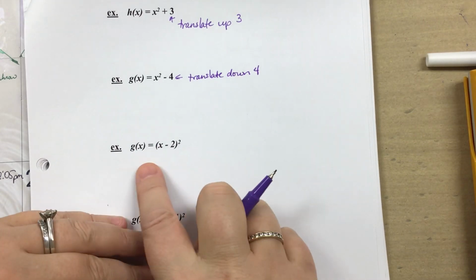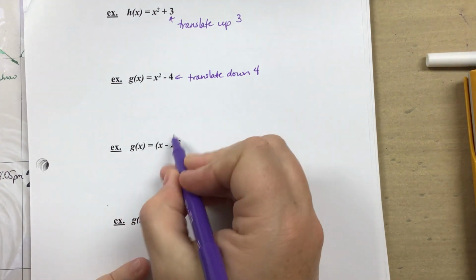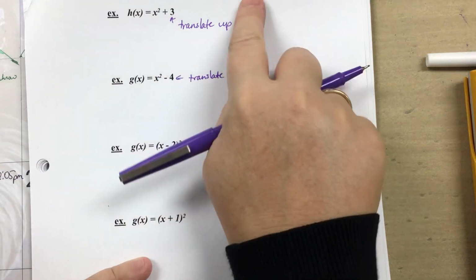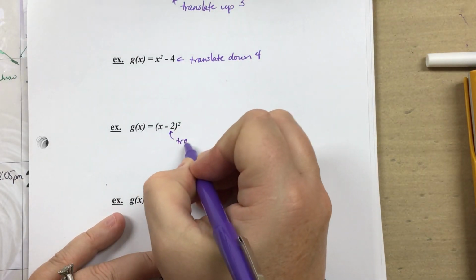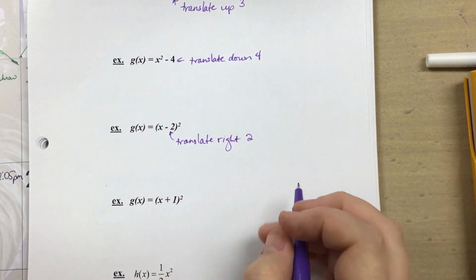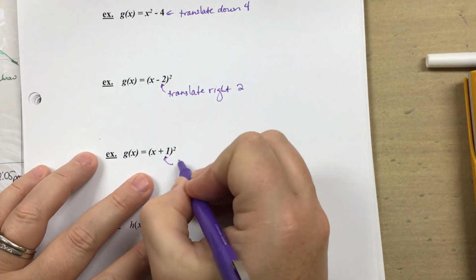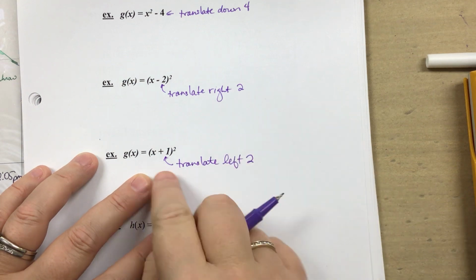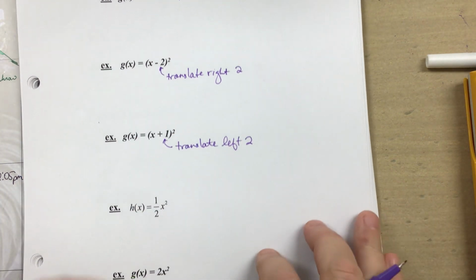For this one, we have g(x) = the quantity (x minus 2) squared. Since the 2 here is in the parentheses, and it's supposed to be minus to begin with, this means we're going to translate to the right 2. And since this one is a plus 1 in parentheses, this means we're going to translate left 1. It's left because that's supposed to be a minus in the middle. If it's a plus, that's the opposite sign.